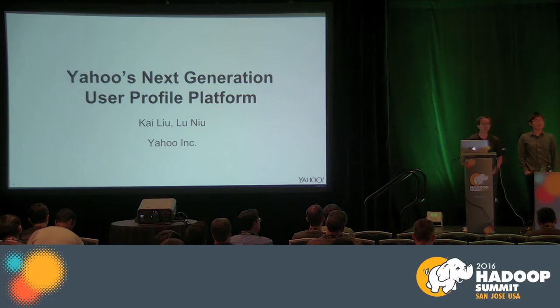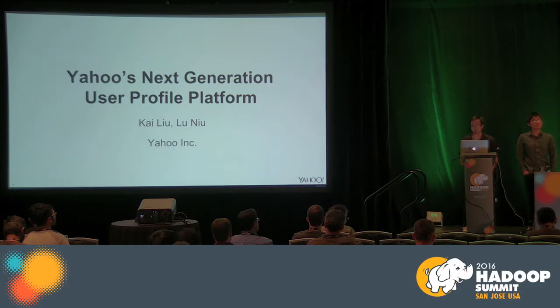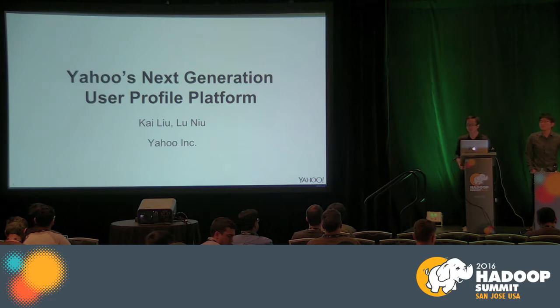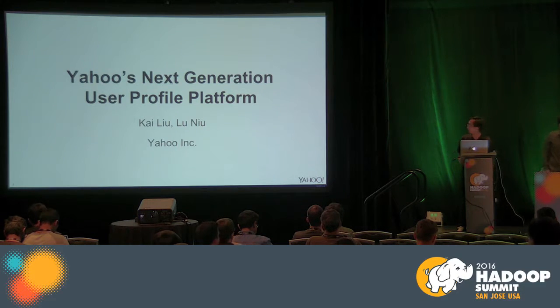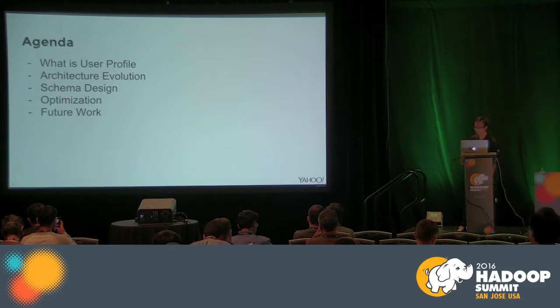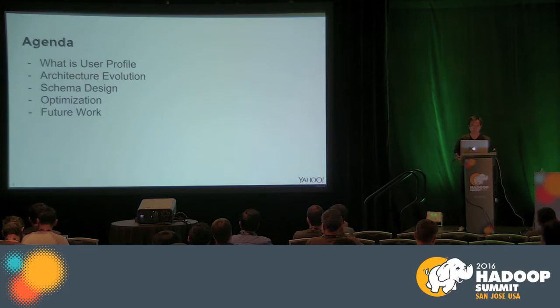Today Lu and I will be talking about Yahoo's user profile platform and its evolution. This platform includes three parts: the data, user modeling, and profile serving. But today we will be mainly focused on the data part. So here is today's agenda. I will take care of the first two parts, and Lu will talk about the schema design and the optimization work we have done so far. And lastly, we will briefly describe other areas we will be looking at in the future.